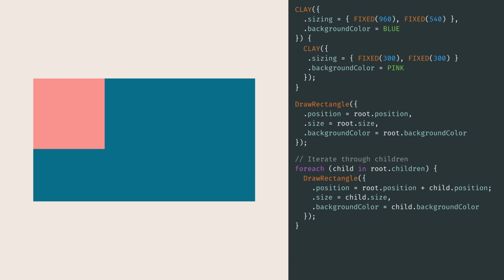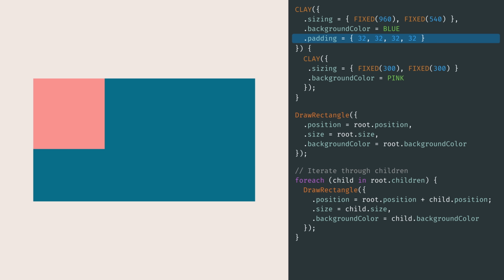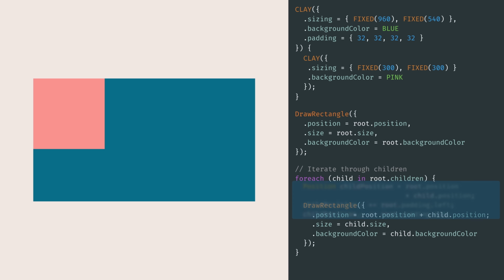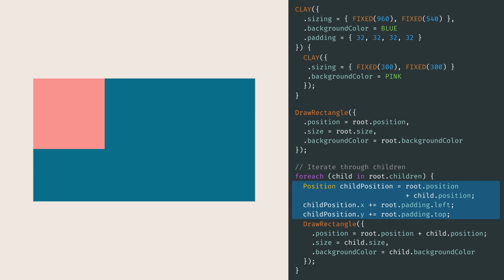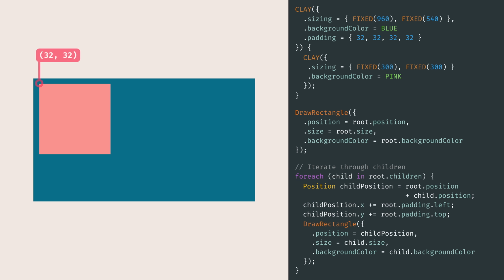Now perhaps we don't want our child rectangle to be right up against the edges of our parent rectangle, so we can use the padding configuration option. Padding inserts a gap between the edges of a parent element and the edges of its child elements. The way that we draw our root node is exactly the same. However, when we get to our child node, we don't draw it at position 0, 0 anymore. We add the parent's left padding to the X position and the top padding to the Y position. And we can see that this has correctly offset our child rectangle into the parent.